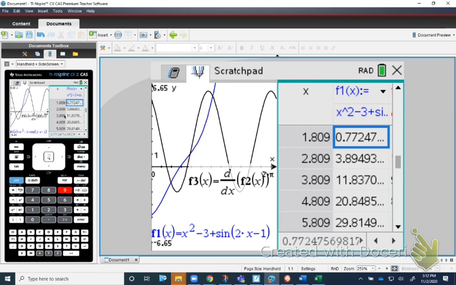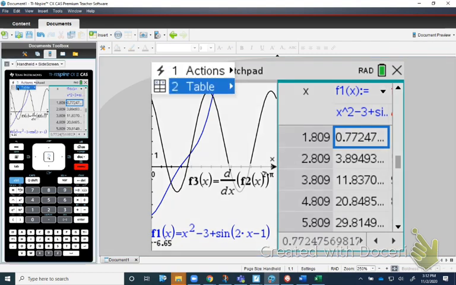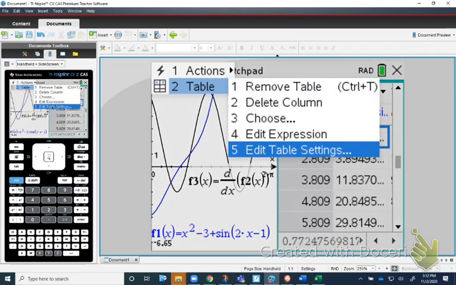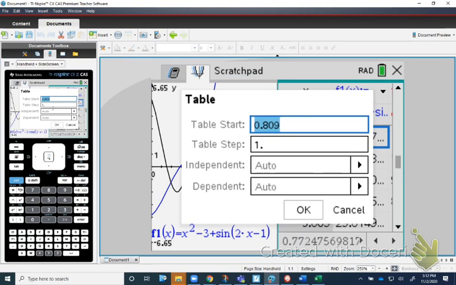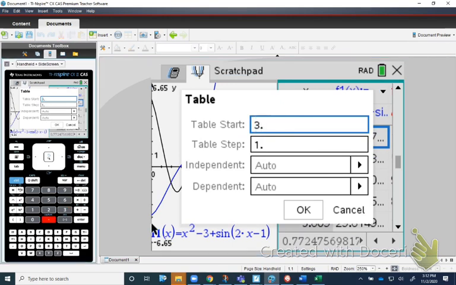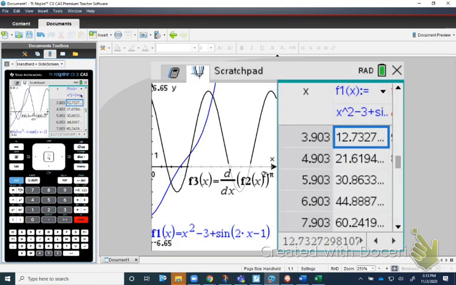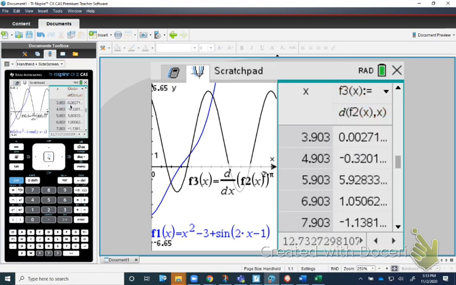All right, let's try the next x value that we got, which was 3.903. Oh, and I'm not looking at the first derivative column. That's why it looks so weird. This is the second derivative column. There we go. So again, you can see it's very close to 0, so about 3.903.